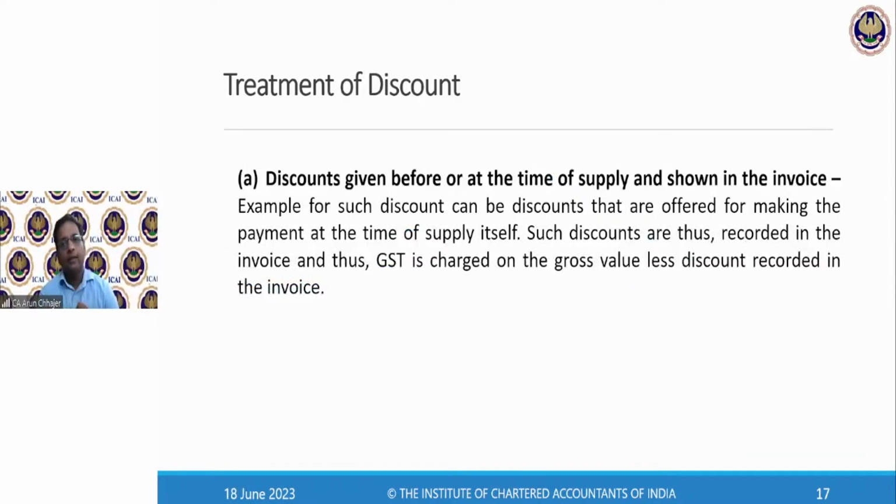Very simple. If the discount has been given before or at the time of supply and it has been disclosed properly in the invoice, then GST would be charged on the gross minus discount recorded in the invoice. Let's say I'm giving you a mobile for 5,000 rupees and I'm giving a 10% discount of 500. GST will be charged on 4,500.